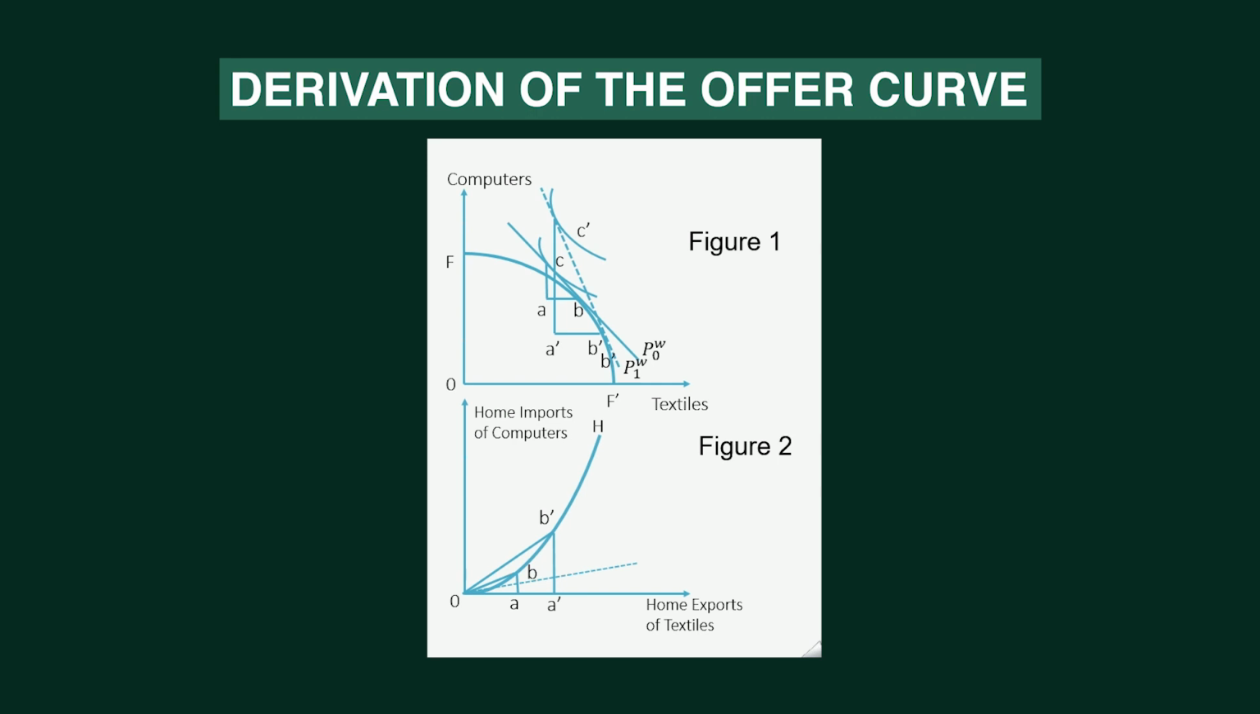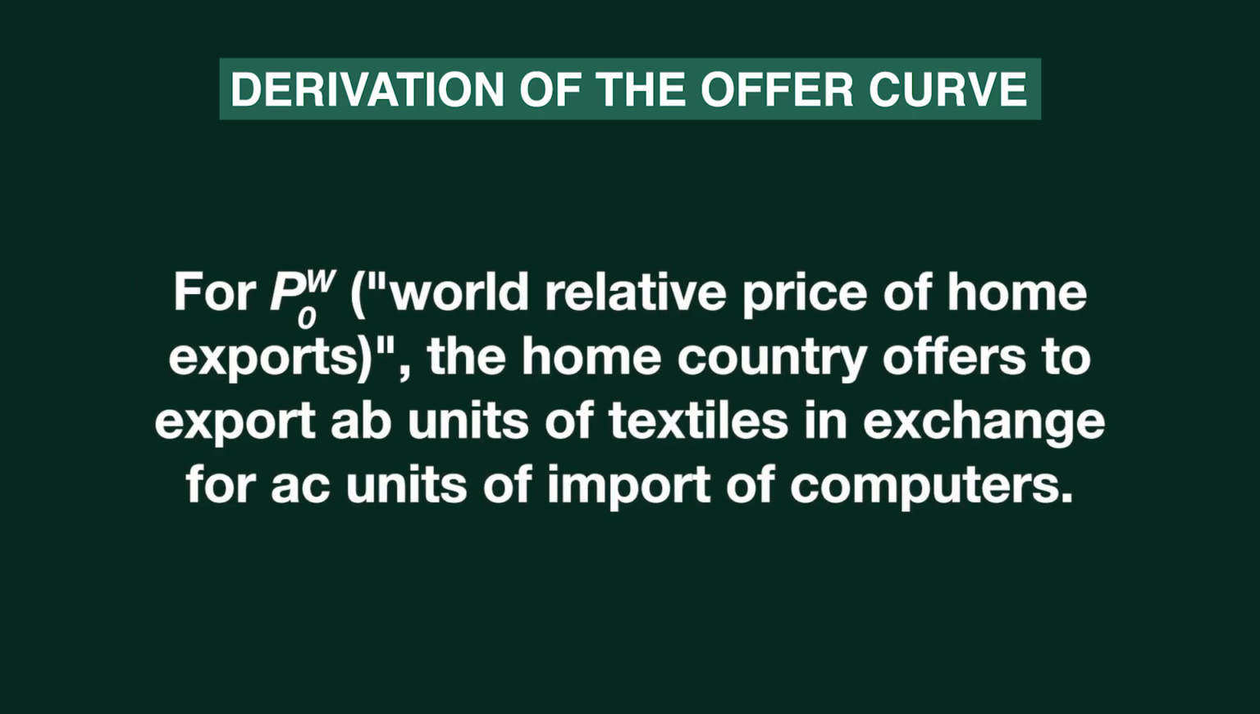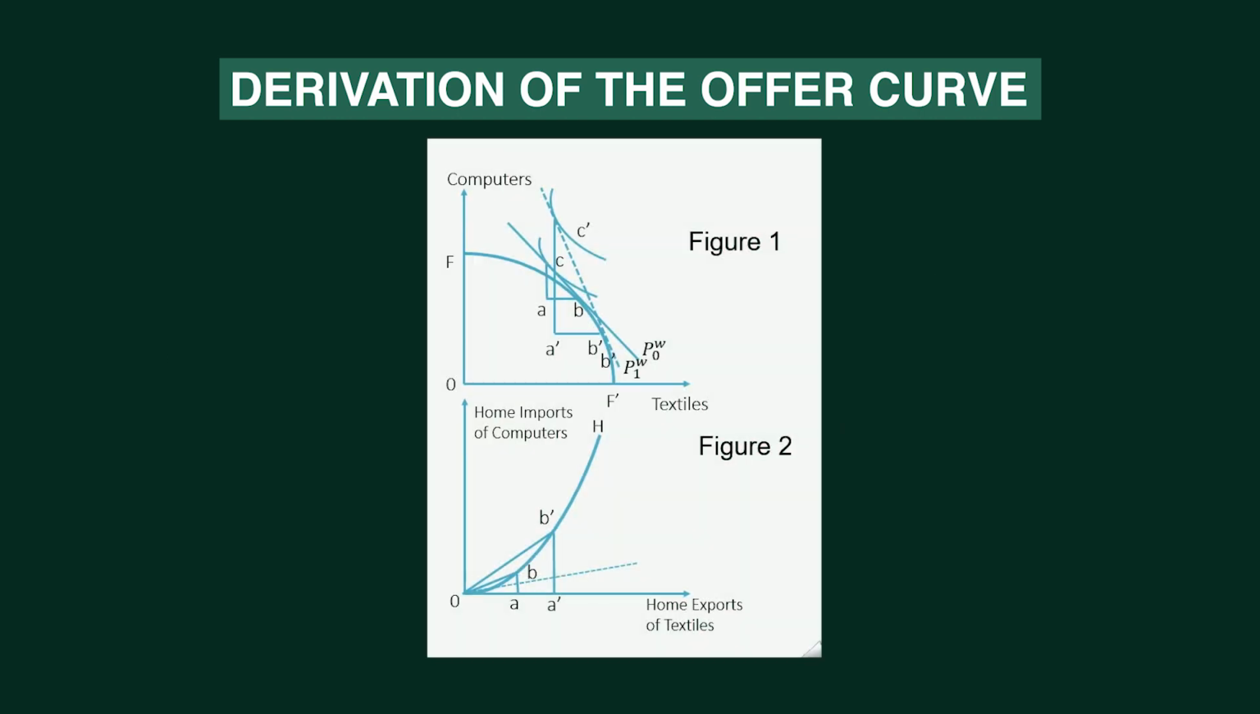So there are two prices if you look at figure 1. One price ratio is PW0 and the other price ratio is PW1. So W stands for world, and it is the relative price of home's export in the world market. Why? Because P is the ratio of Px by Py, where X stands for textile and Y stands for computer, or P is the ratio of this country's exportable divided by this country's importable.